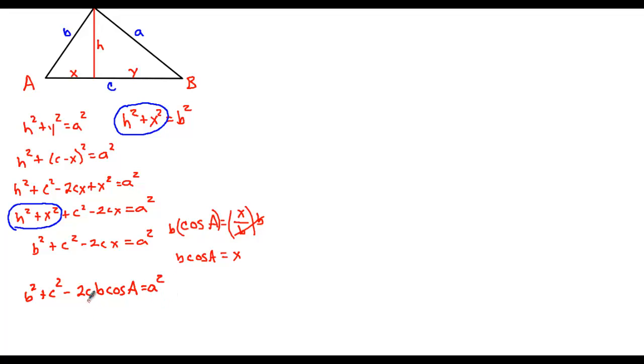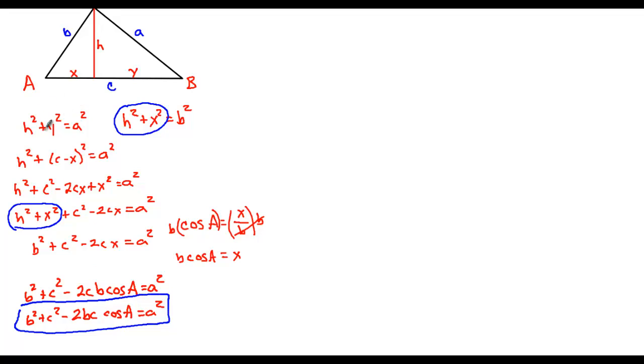And the only thing I need to clean up here is that I have the C and the B in non-alphabetical order. It's not that big a deal. I'm just going to rewrite it. B squared plus C squared minus 2BC cosine A equals A squared. And this is the law of cosines.